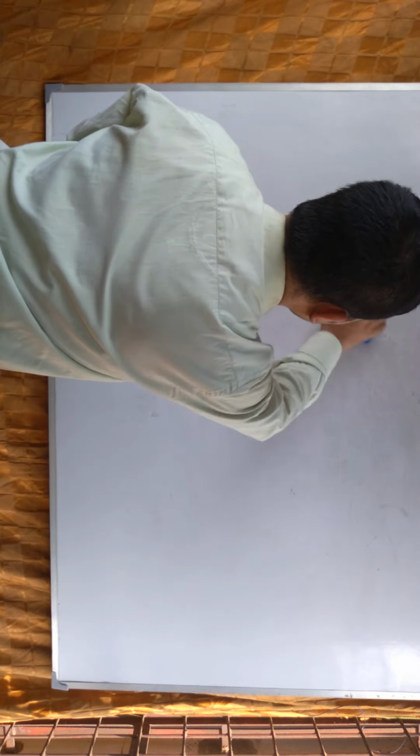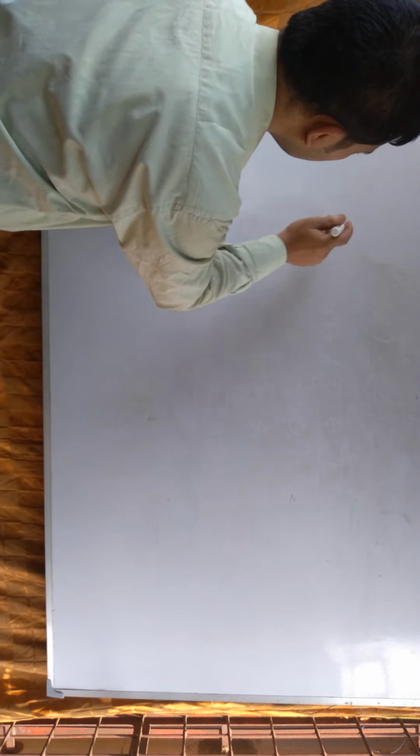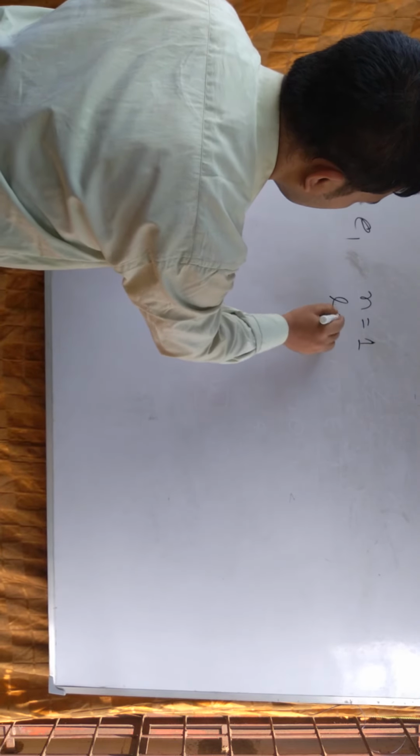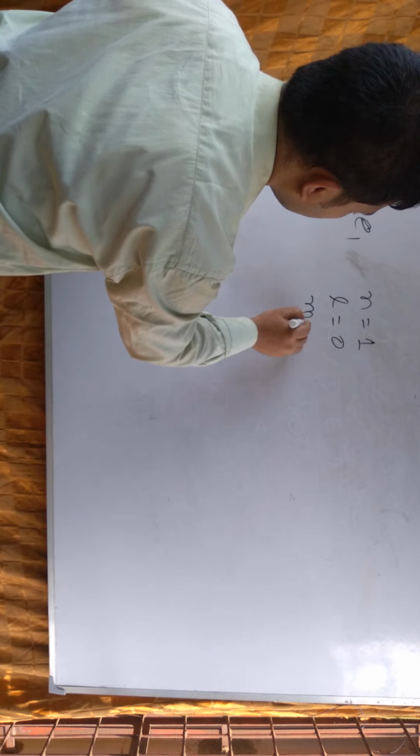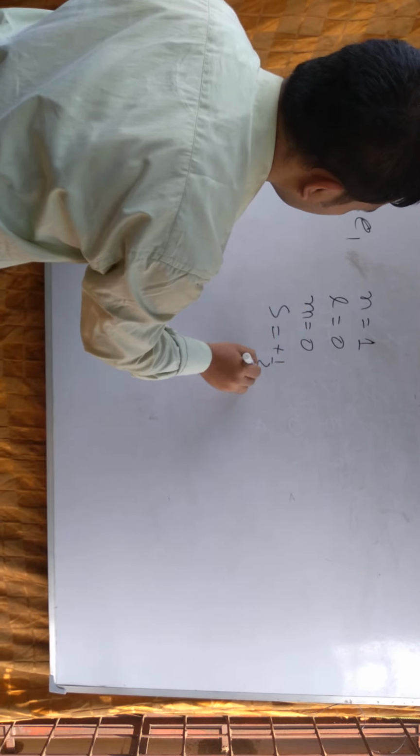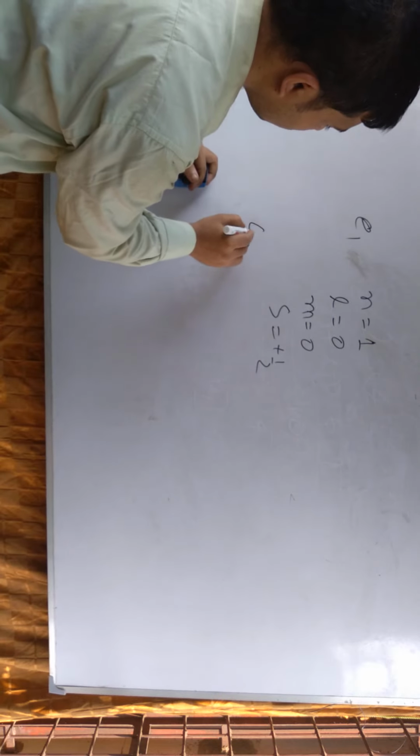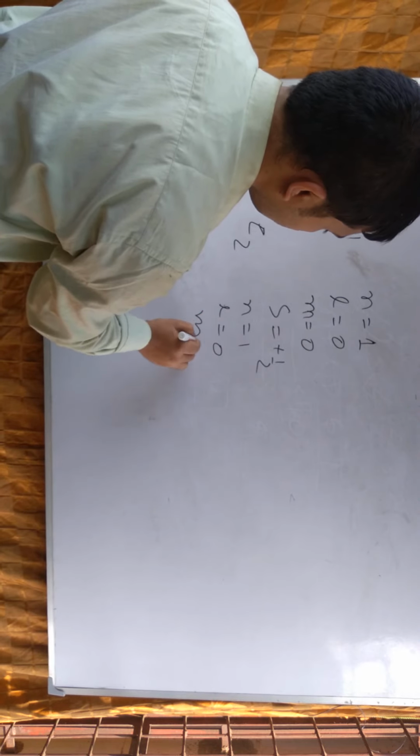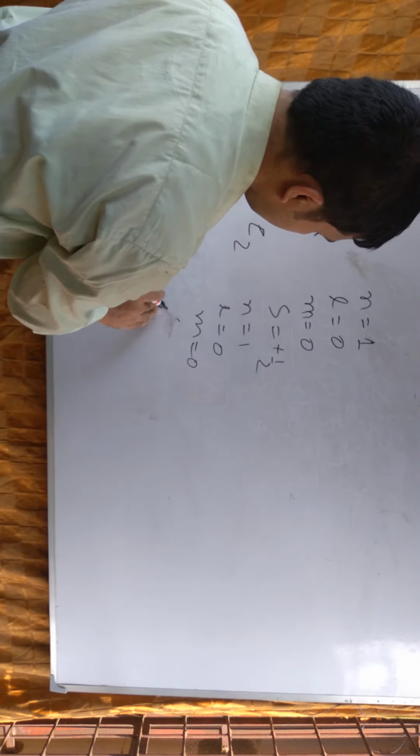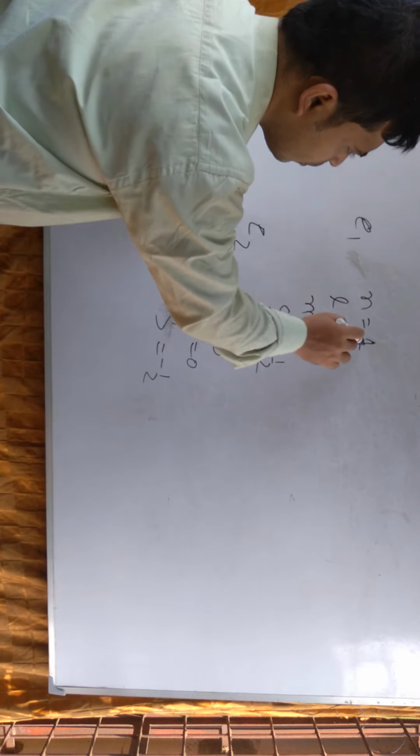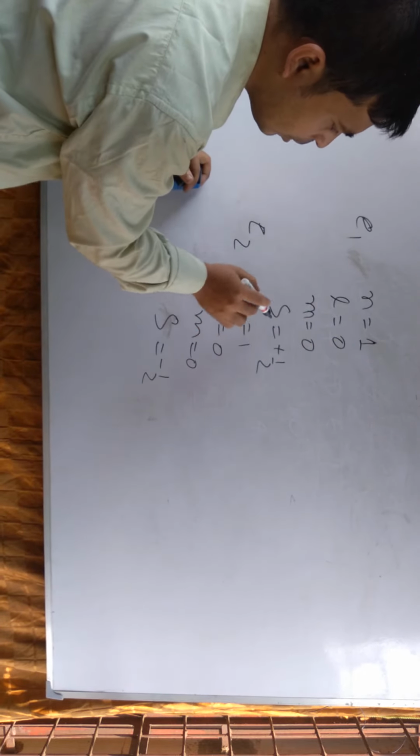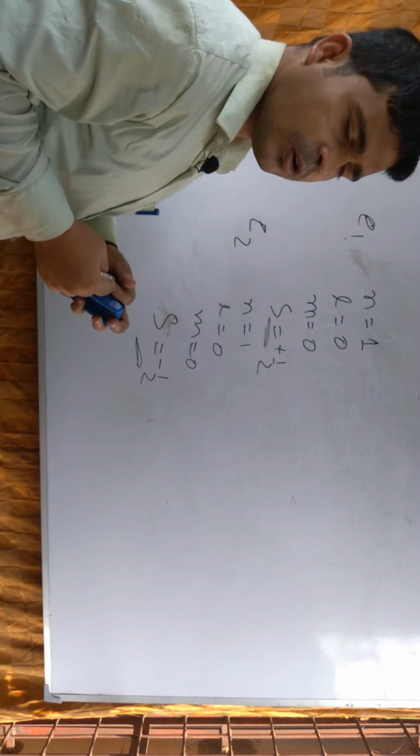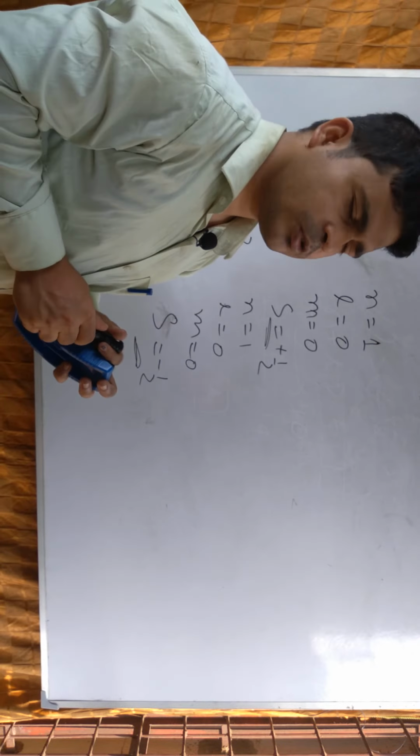For example, take electron number 1, E1: the values of the quantum numbers are n equal to 1, l equal to 0, m equal to 0, and s equal to plus half. For electron number 2, the set of quantum numbers would be 1, 0, 0, and s should be minus half. That means all 4 quantum number values are not the same for the 2 electrons. One quantum number value is different for the 2 electrons. This is according to Pauli's exclusion principle.